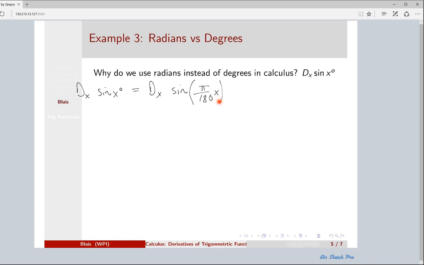And now x is in radians. Well, if we take the derivative of this, we have a chain rule problem. Derivative of the outer function, derivative of sine of something is cosine. Leave the inside alone. Times the derivative of what's inside, which is just pi over 180.